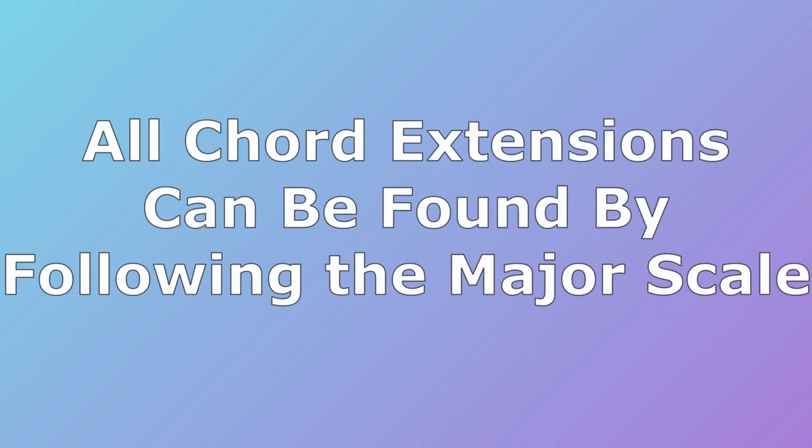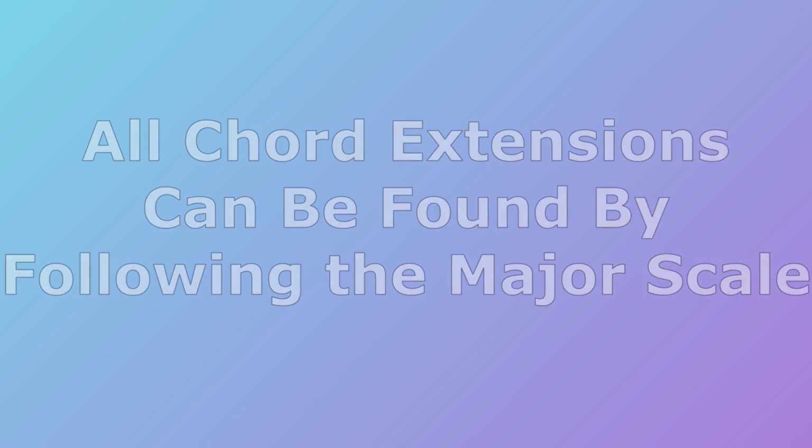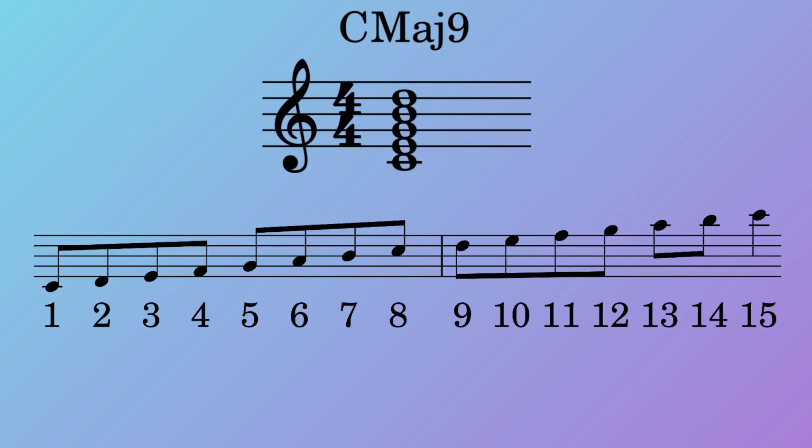All chord extensions can be found by following the chord's related scale. What do I mean by that? If I have C major 9, I just need to follow my C major scale up to the 9th note, which is D. The 11 would be F, and the 13 is A. You'll never see a chord with a 15 because that would just be the root of the chord again.